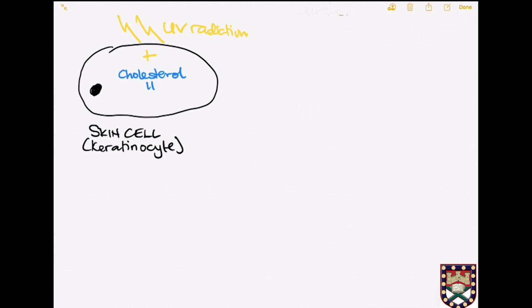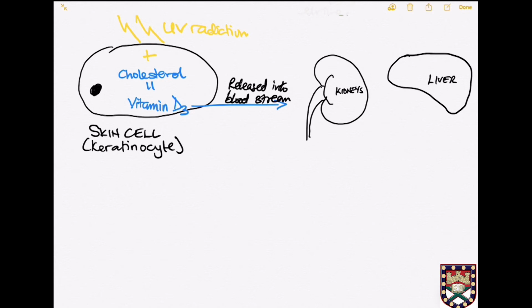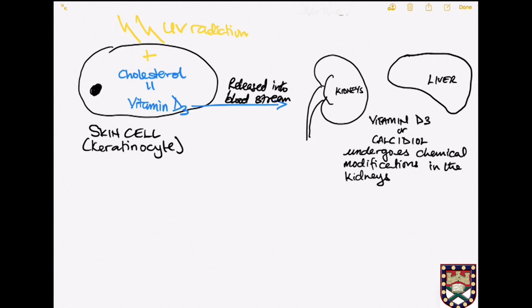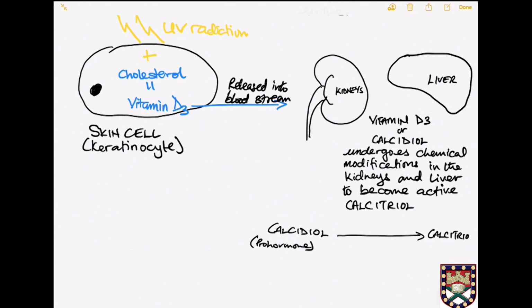Ultraviolet radiation converts cholesterol to vitamin D3, and vitamin D3 is carried in the bloodstream to the liver, where it is converted into a prohormone known as calcidiol, or inactive vitamin D. Calcidiol undergoes chemical modification in the kidney to then become active calcitriol. This chemical modification is catalyzed by an enzyme known as 1-alpha hydroxylase. However, the parathyroid hormone increases the production of this particular enzyme, which then leads to the increased conversion of calcidiol to calcitriol. And so that is vitamin D essentially, and how it is involved in calcium metabolism.